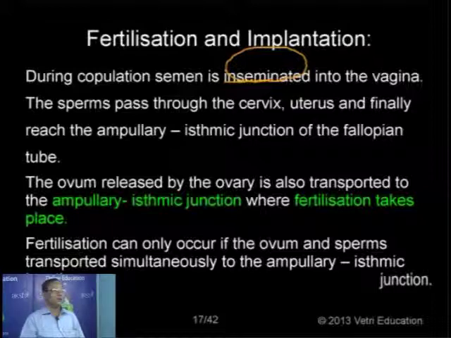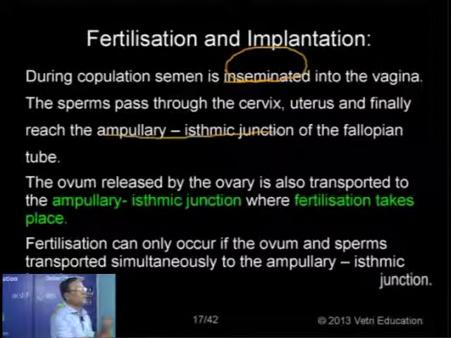Now in the fallopian tube, you know we have the first part, the infundibulum, having finger-shaped projections for collecting the ovum from the ovary. Then the ampulla, a swollen structure, followed by the isthmus. The process of fertilization generally occurs in the fallopian tube, not in the uterus. Particularly, it occurs at the junction of the ampulla and isthmus, popularly known as the ampullary isthmic junction.